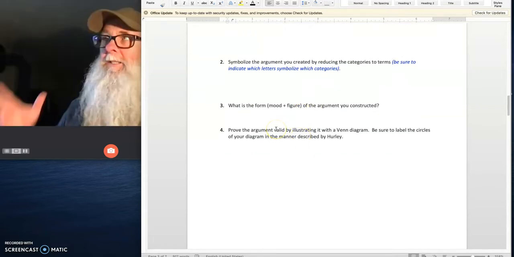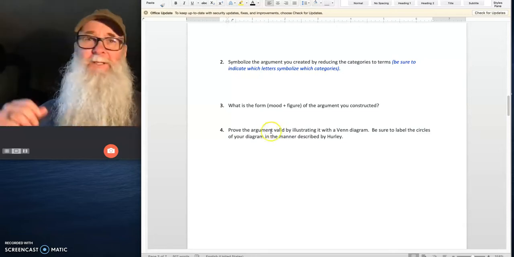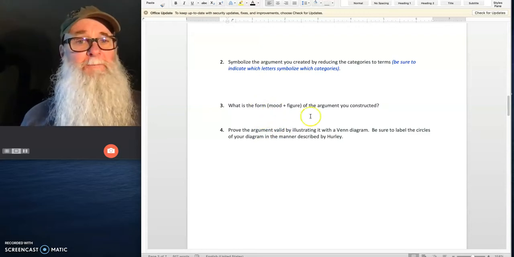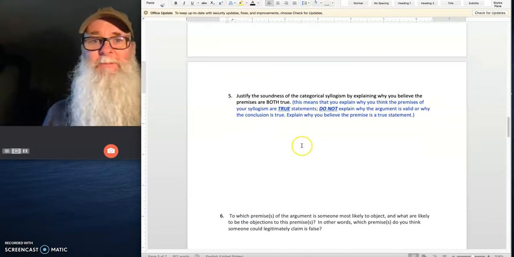Symbolize the arguments. Again, make sure you indicate what categories each letter of your symbolized argument represents. Make sure you include the conclusion. What's the form and mood? Create a Venn diagram. Remember, Aristotelian standpoint.